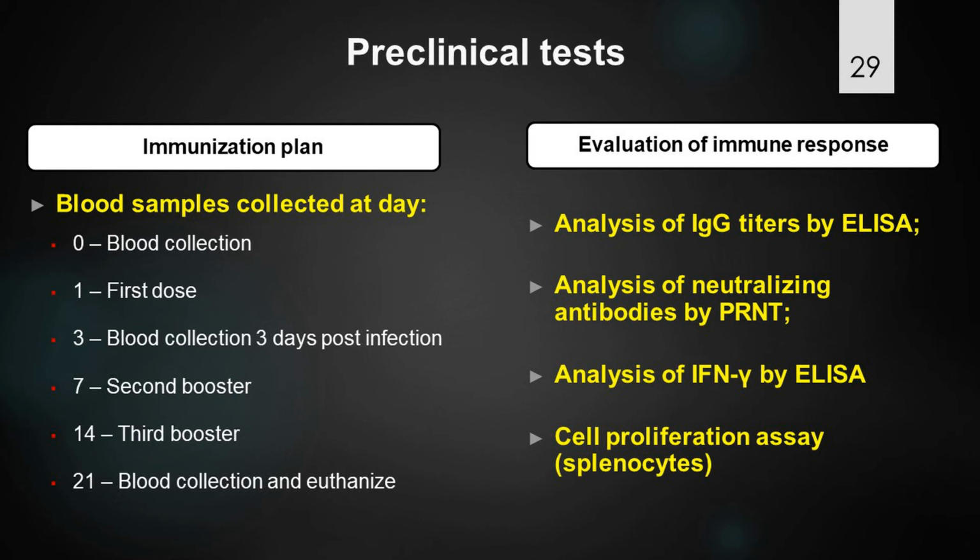The immune response will be evaluated by analysis of the IgG titer by ELISA, analysis of neutralizing antibodies by PRNT, analysis of interferon gamma by ELISA, and a cell proliferation assay will be conducted.